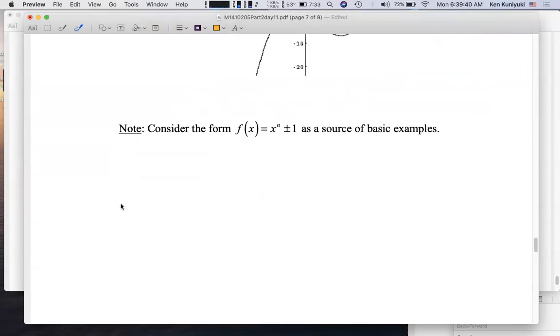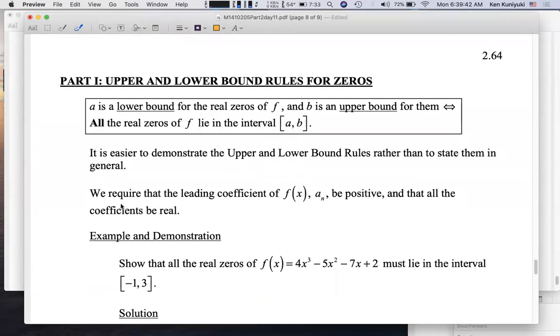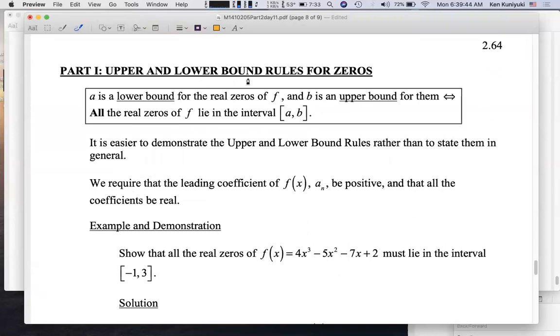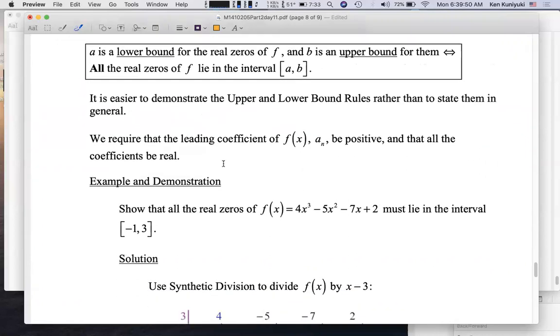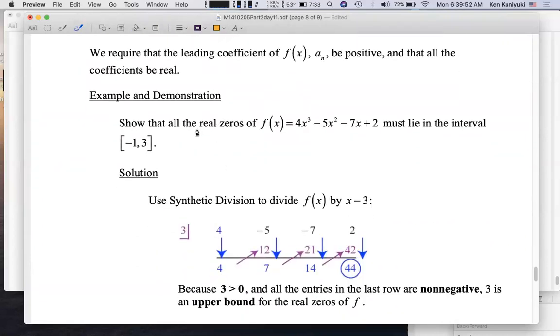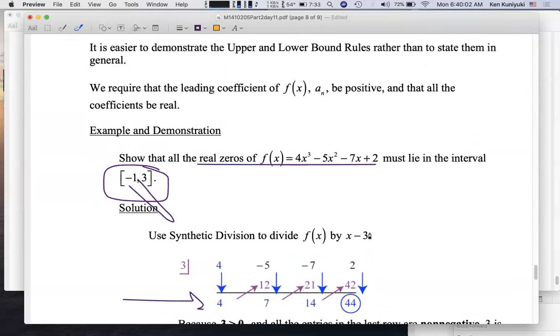Okay. Now, part I on upper and lower bound rules, I'm not going to hold you responsible for this, but it is in my notes, so you can skim it over. Basically, you can use synthetic division to show that the real zeros of our polynomial must lie in some closed interval. And you put these numbers in the dunk tank, and you analyze the numbers in the third row. But that's an optional portion.